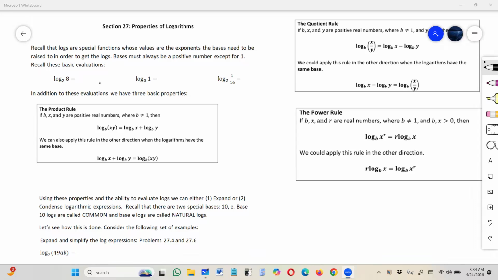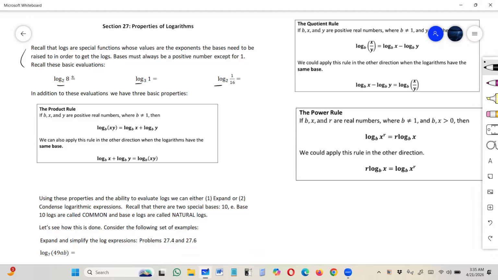Hi, hello everybody. So this is section 27, properties of logarithms. And before we actually go into the properties dealing with this section, let's just recap a little bit what was covered in the previous section. In the previous section, we introduced the concept of what a logarithm is.